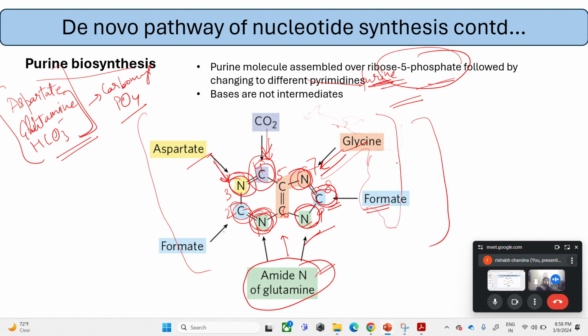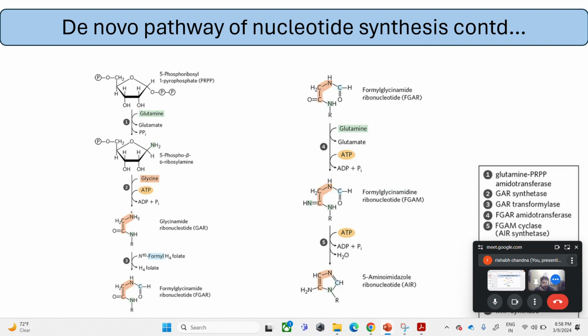So these are the different molecules that provide different atoms during purine biosynthesis. Now moving on to the process involved during purine biosynthesis. It's a bit complicated, but we'll see how things work. The starting point is PRPP. In pyrimidine biosynthesis, the starting was aspartate and carbamoyl phosphate. Here, the starting is PRPP and glutamine. This PRPP molecule provides the ribose 5 phosphate, and it is joined with the glutamine molecule.